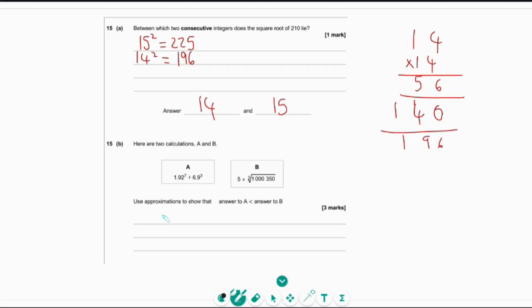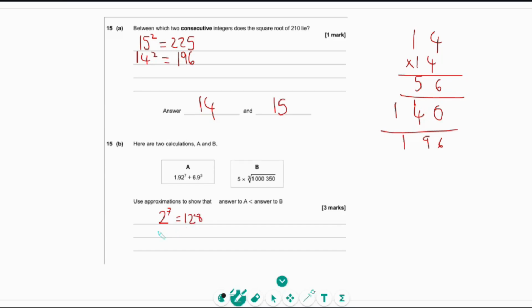Here are two calculations A, B. Use approximations to show the answer to A is less than the answer of B. So I'm going to round 1.92 to 7 to 2. 2 to the power of 7. So it's 2 times by itself 7 times. 2, 4, 8, 16, 32, 64, 128.